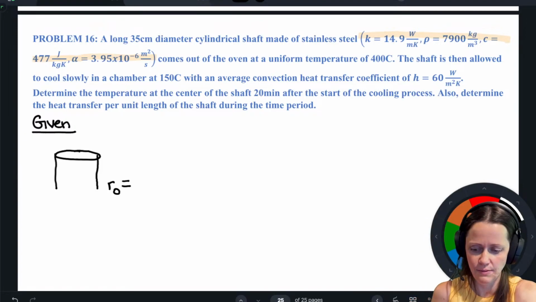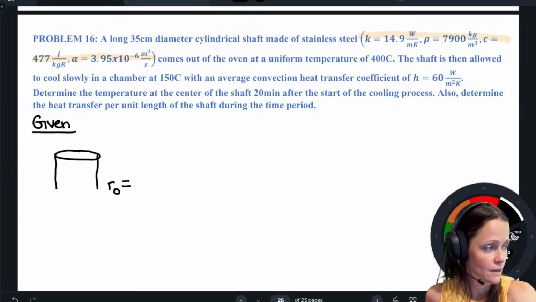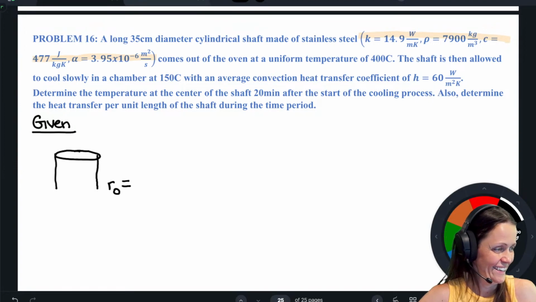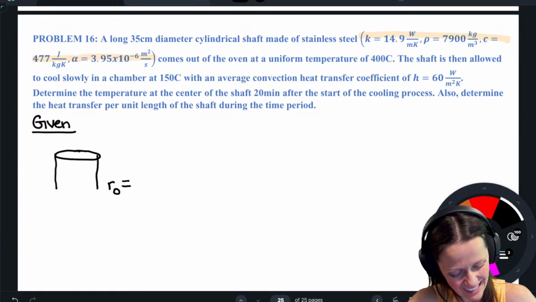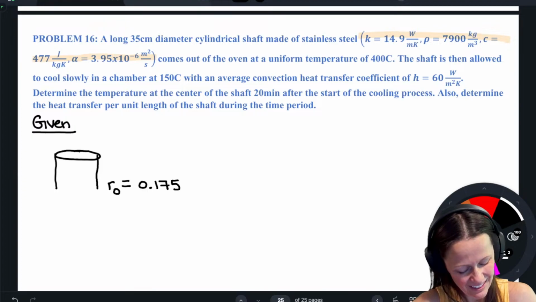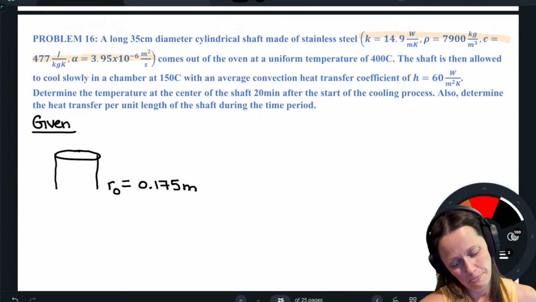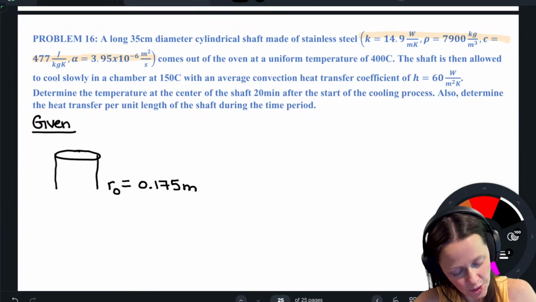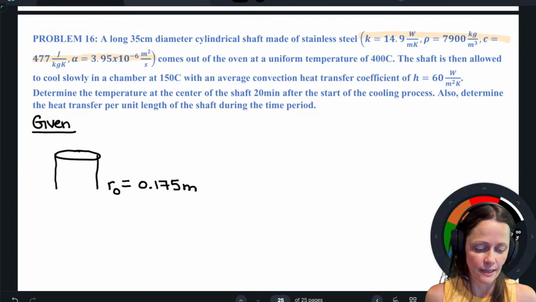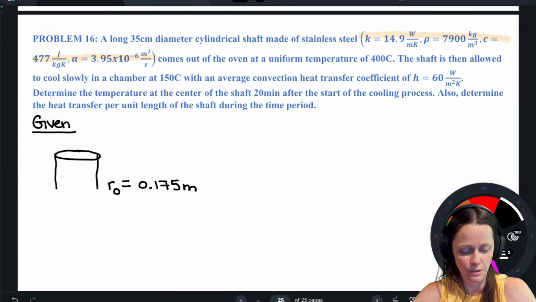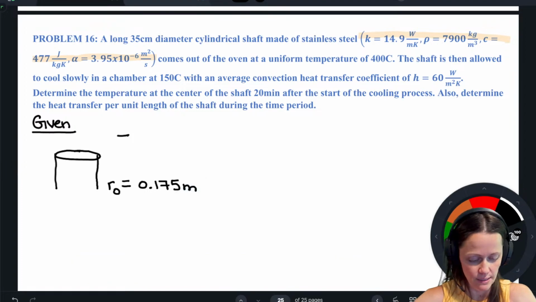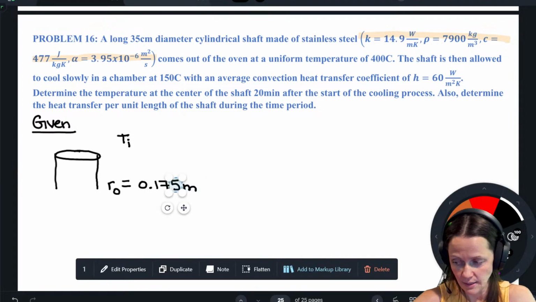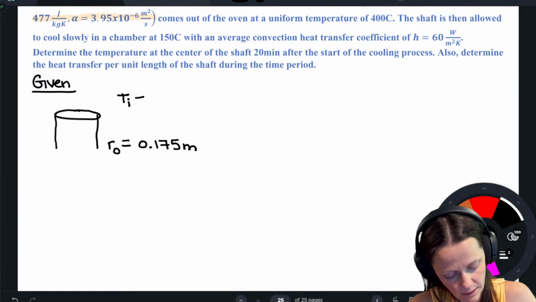What is it? 17.5? Yes, 17.5 centimeters, so 0.175 meters. It comes out at an initial temperature. It says it comes out of the oven at a uniform temperature of 400, so that right there is the initial temperature. That's 400 degrees Celsius.